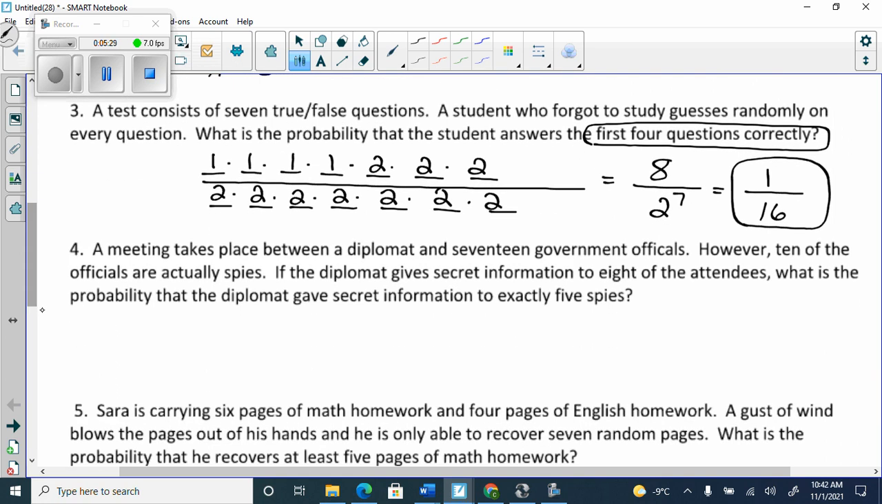Number 4 says a meeting takes place between a diplomat, so there's one diplomat, and then 17 government officials. However, 10 of the officials are spies. So how many are not spies? 7 are not spies. I'm going to write this up here.